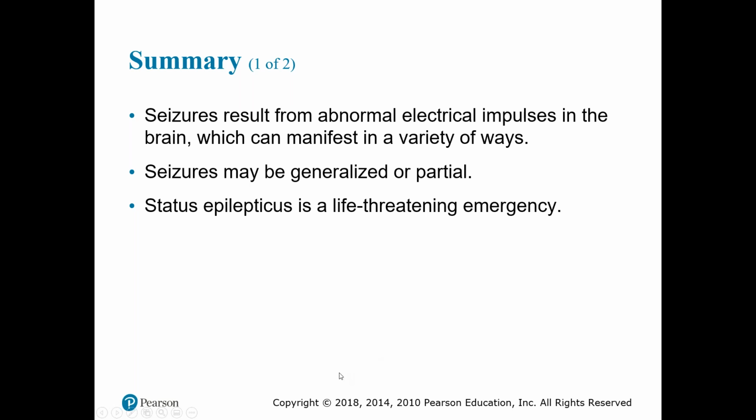So let's go through a brief summary. Seizures are the result of abnormal electrical activity. They can be generalized or they can be partial. Generalized is going to be both hemispheres of the brain. Partial is going to be one hemisphere, and/or a simple partial seizure of a small area of the brain being affected, and as a result, that would be one body system. Status epilepticus is going to be consecutive seizures that do not have a time period in which that patient regains consciousness. Oftentimes, it's going to be about 30 minutes or more.